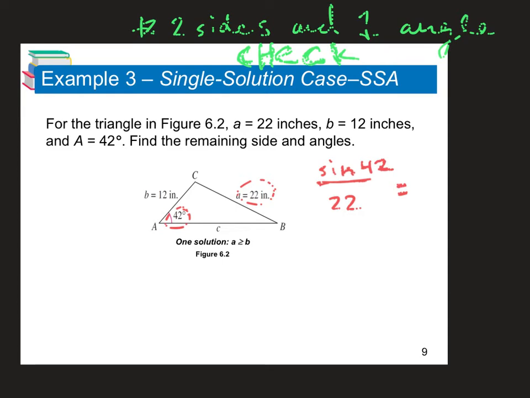So we cross multiply, so we have 12 times the sine of 42 is equal to 22 times the sine of B. Divide both sides by 22. And then we have to put this into our calculator. So what do we get for the sine of B?